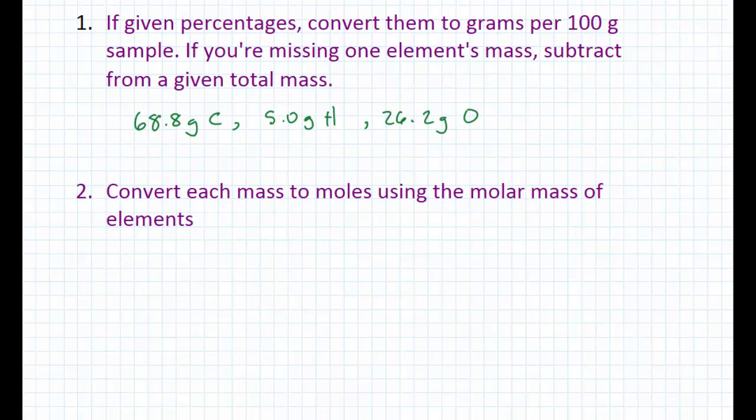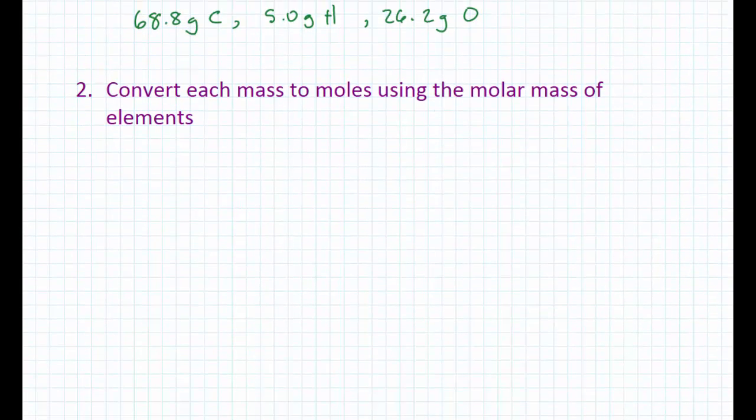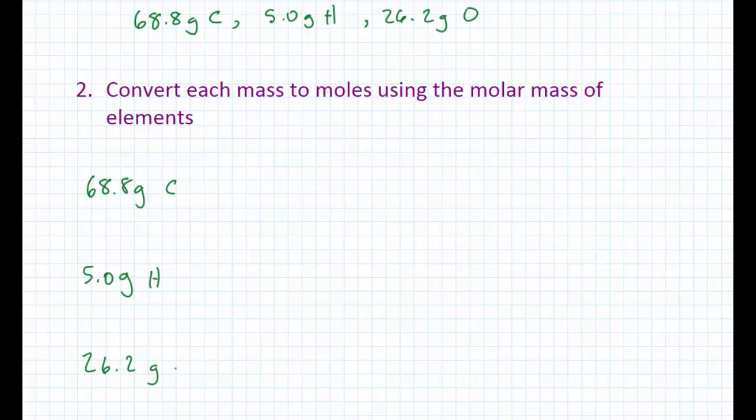Okay, so now we've got to set up some calculations. We've got these masses. We always have to start in grams each time. We're going to convert them to moles using the molar masses of those elements. So I want you to set up 3 calculations that look like this: 68.8 grams of carbon, 5.0 grams of H, 26.2 grams of O. And I want you to set up a conversion factor for each of those using the molar mass of those elements, just to convert them into moles. So give that a try. Make sure we can all do that first.